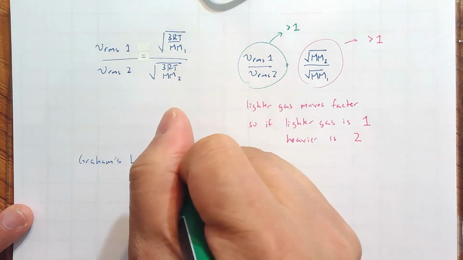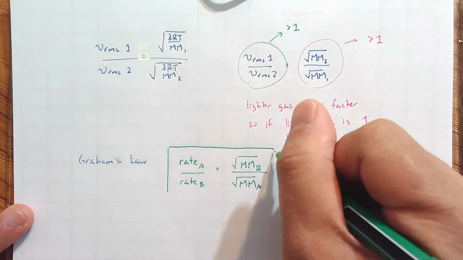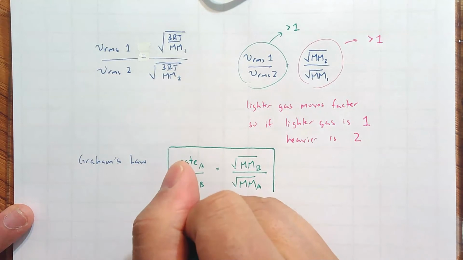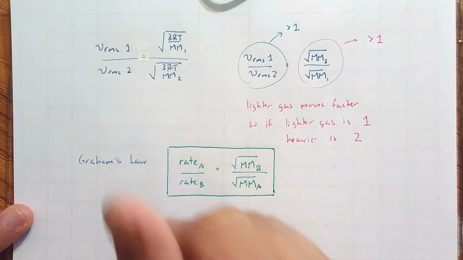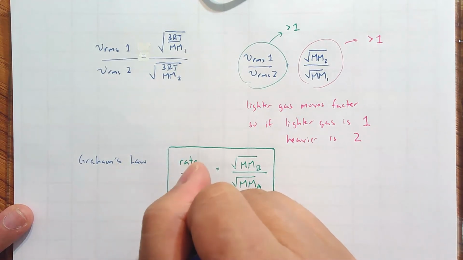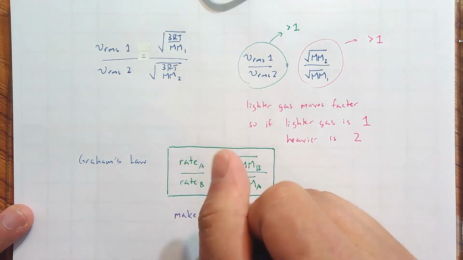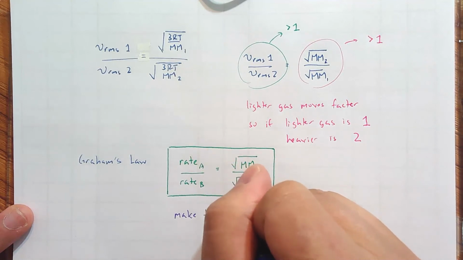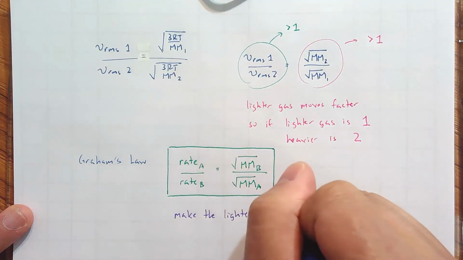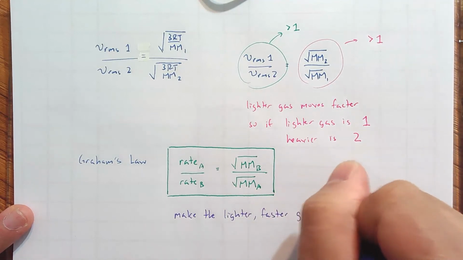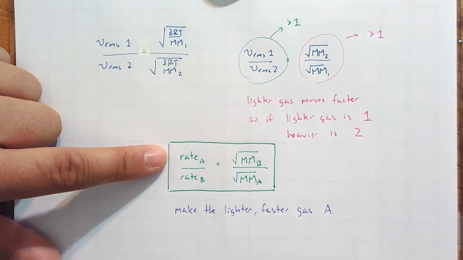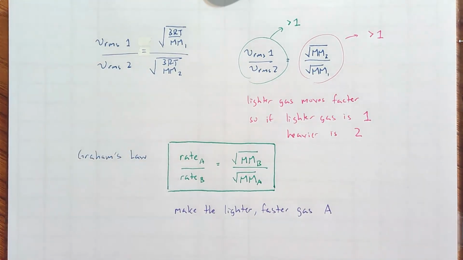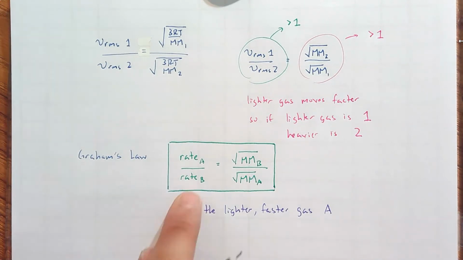And when you work out problems using this equation, I'll give you one very useful hint. If you have a choice, make the lighter, faster gas A, because that will give you a ratio of rates that's greater than 1. And then you could say that gas A is 2.9 times faster than rate B.